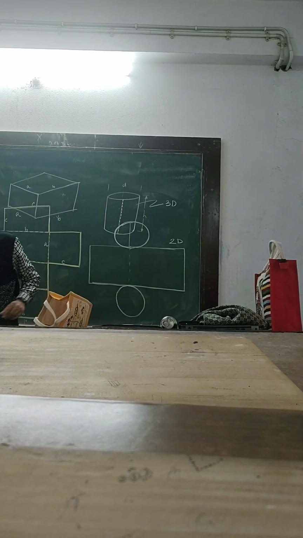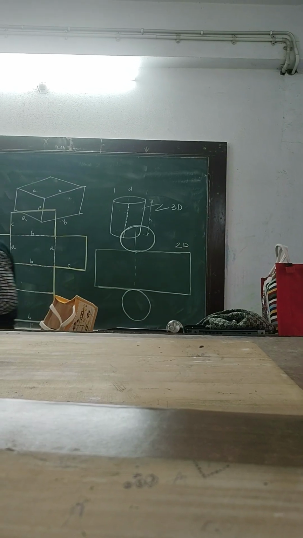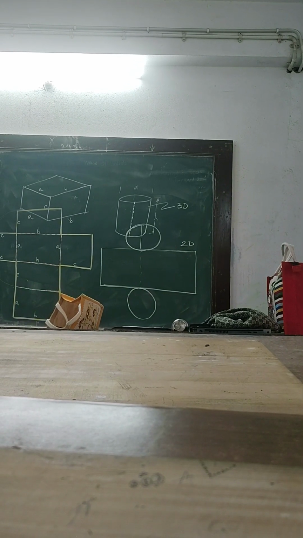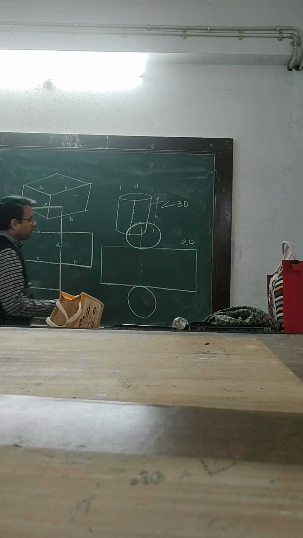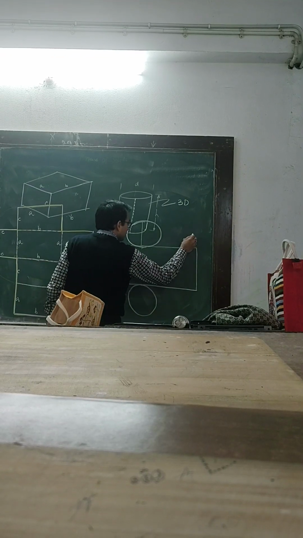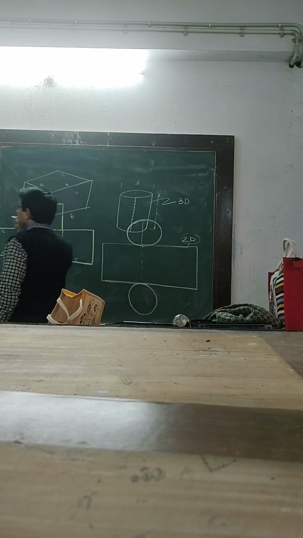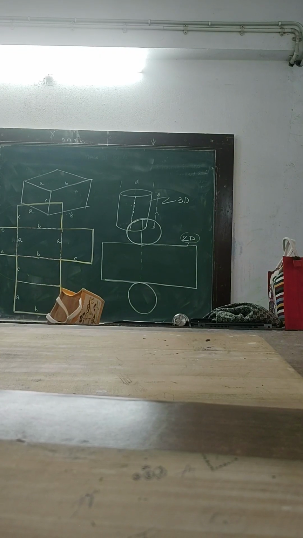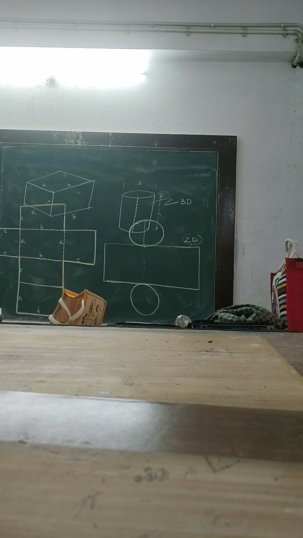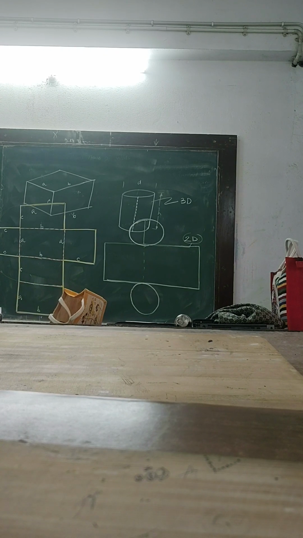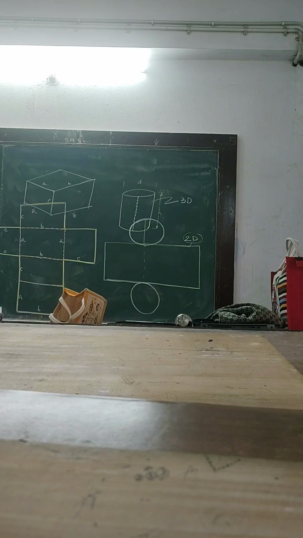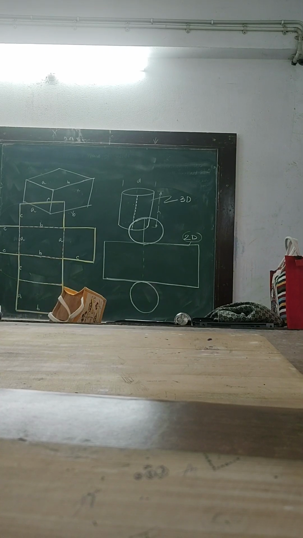So what will be the developed surface like this? Can you tell? What will be the 2D version of this? This is 3D. After you cut and unfold, unwrap it into a sheet, what will be the shape? What will be the length?